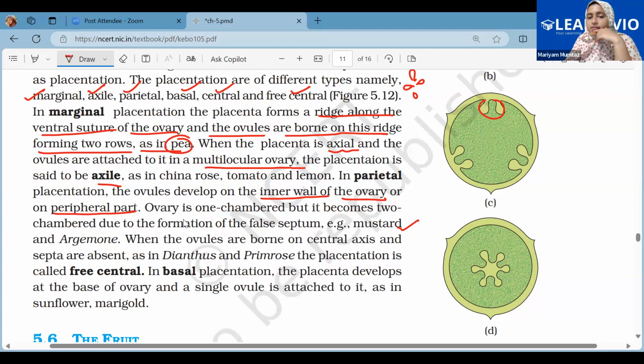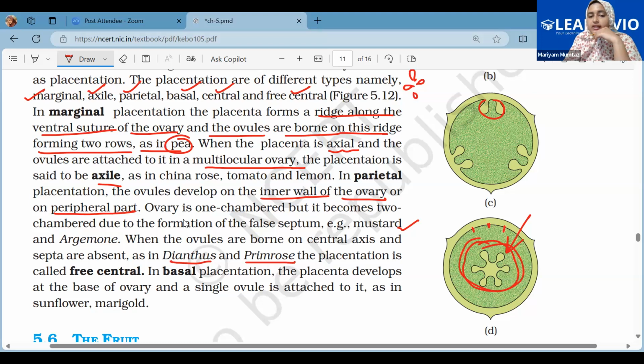Now, when the ovules are borne on the central axis, right in the middle, no attachment to the walls, they're present right in the middle. So that is what we call as free central. It's present in the center, right? So this one is found in dianthus and primrose.